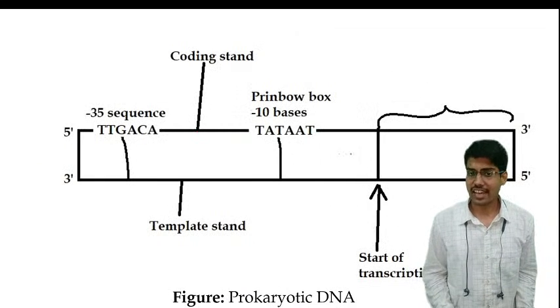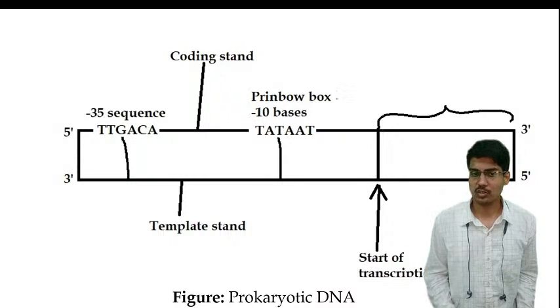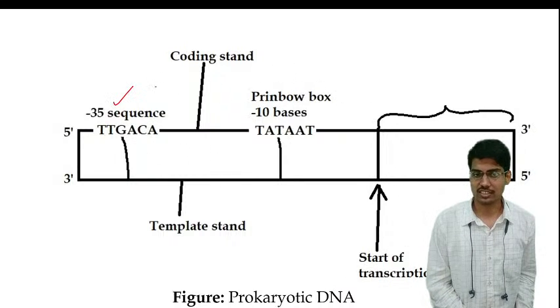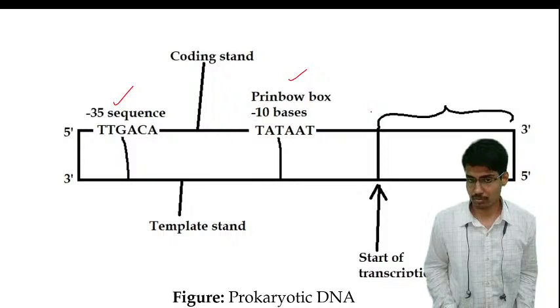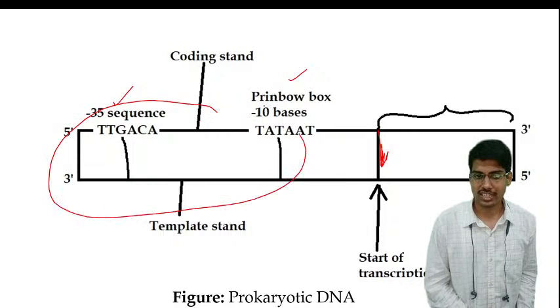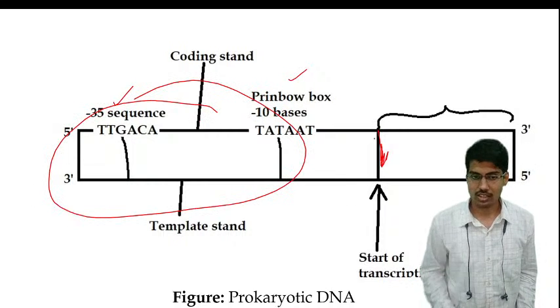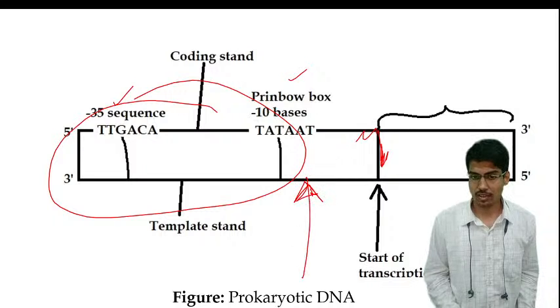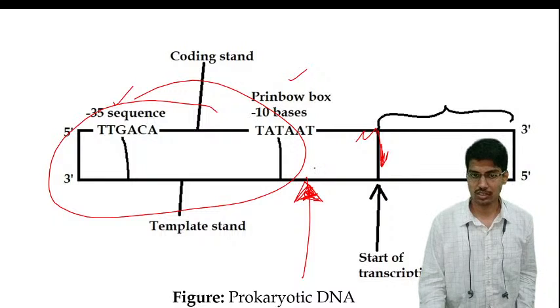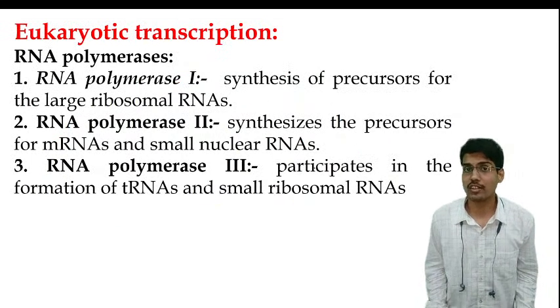Here is the detailed diagram of this entire prokaryotic DNA. You can draw it like here. This is the minus 35 sequence, and this is the Pribnow box sequence. This is the start of transcription. You can call this entire region the promoter sequence. Okay, so this will be the template strand, which will be read, and the RNA is going to be synthesized on it. Okay, so this is all about prokaryotic transcription.